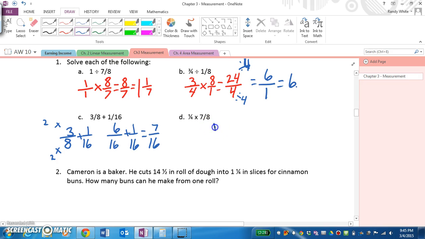And then let's do 1/4 times 7/8. Numerator times numerator is 7. Denominator times denominator is 32. And I can't simplify that any further. So we're done.